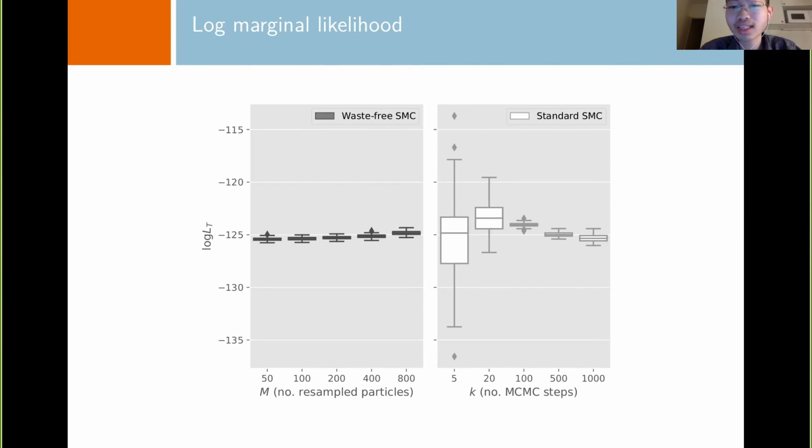So here you can see the same behavior of waste-free SMC and standard SMC. And for the optimal value of k in the previous slide, k equal to around 100, you can see a small bias here for standard SMC that we haven't been fully able to understand. But in any case, this means that calibrating standard SMC and getting reliable results from standard SMC may not be trivial. And waste-free SMC shows its advantage in this setting.